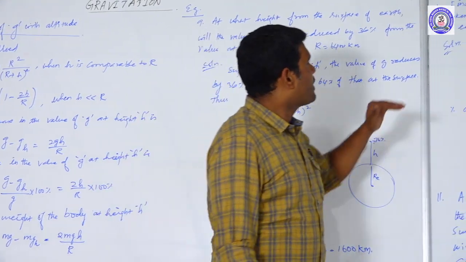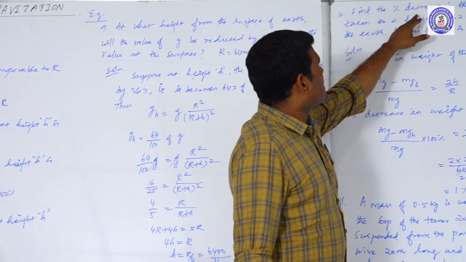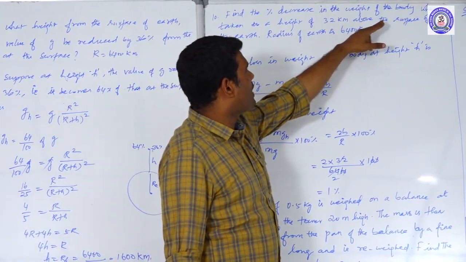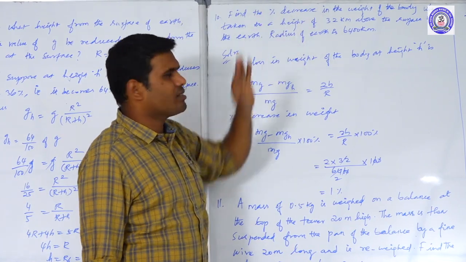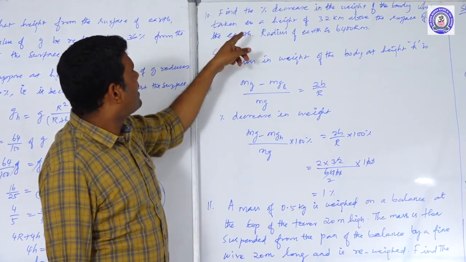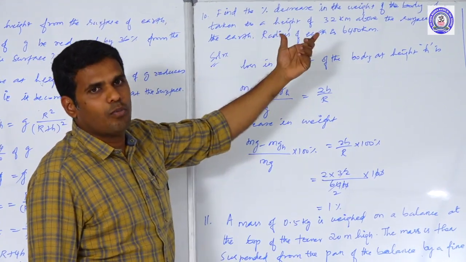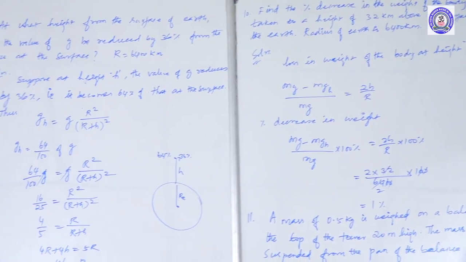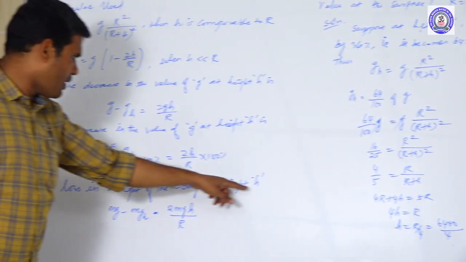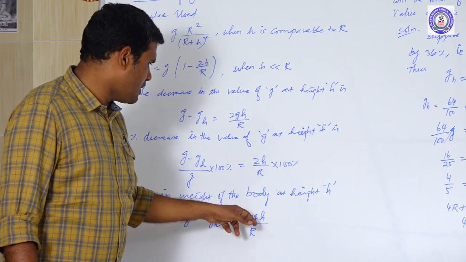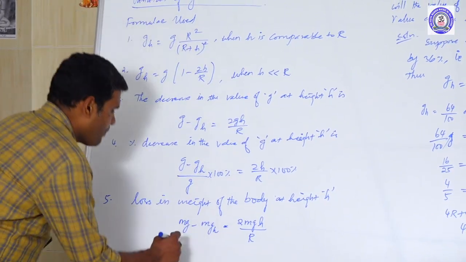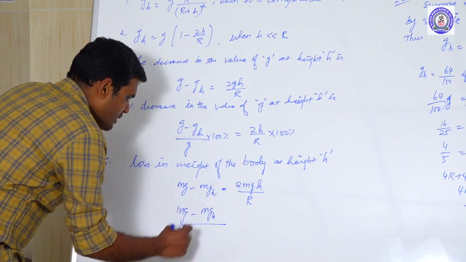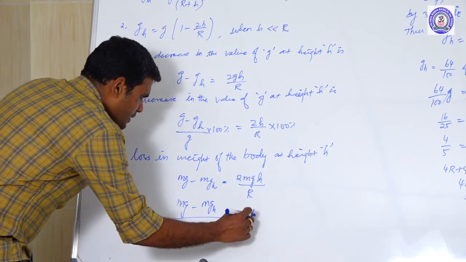This is one way. Second one: find the percentage decrease in the weight of the body when taken to a height of 32 km above the surface of the earth. Radius of earth is 6400 km. What is the percentage decrease in the weight of the body? Percentage decrease in the weight of the body is given by the expression: loss in weight of the body is mg minus mg_h equals 2mgh by R. If this (mg minus mg_h) divided by mg is taken, then 2h by R.